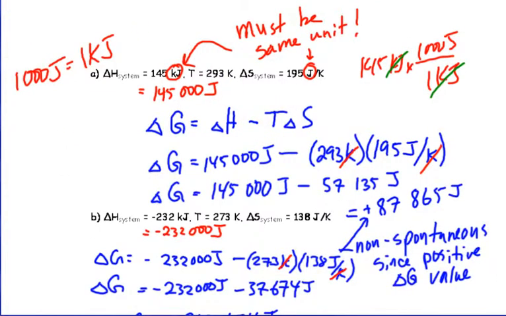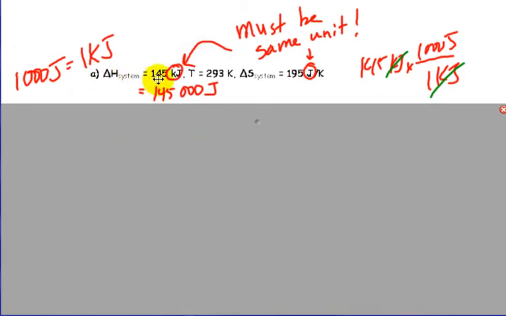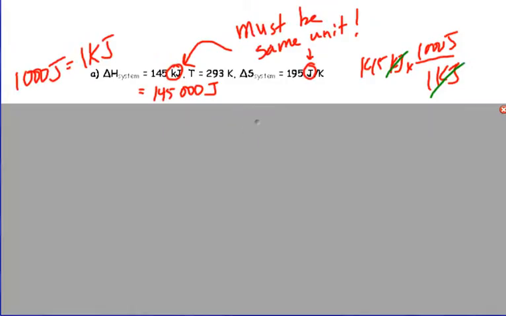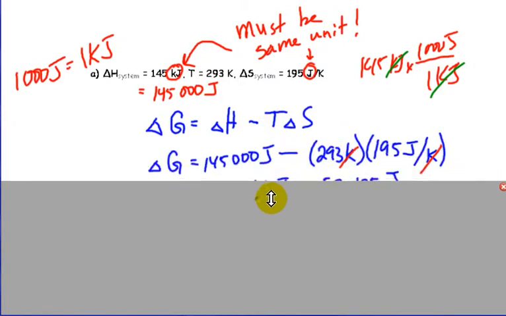Okay, so if we look at the first example on the next page, giving you some values for delta H, T, and S, you notice that this one's in kilojoules, this one's in joules. They have to be in the same unit, so all I did here was convert this into joules. Now we have a positive H and a positive S, so it's going to depend upon what my other values are. Substituting those in, our H is 145,000, our T is 293 Kelvin, our entropy is 195 joules per Kelvin. You'll notice that the Kelvin temperatures cancel and we're left with that.